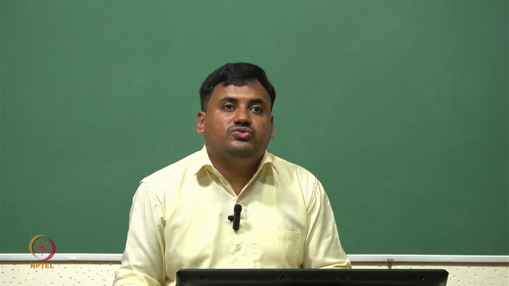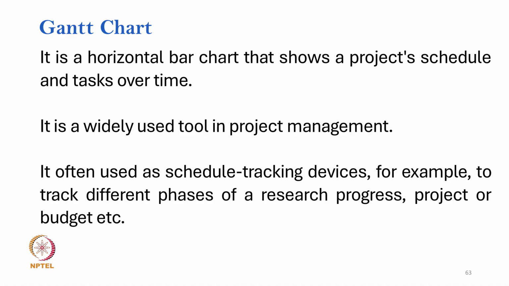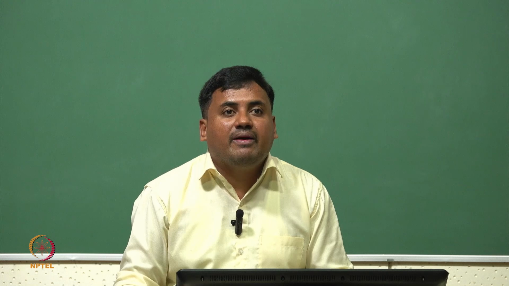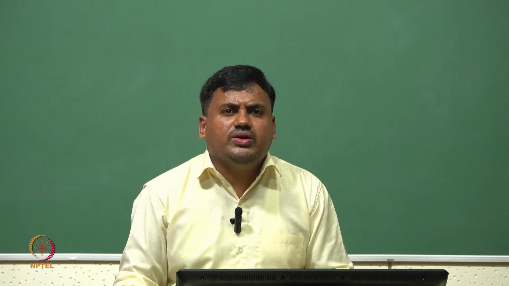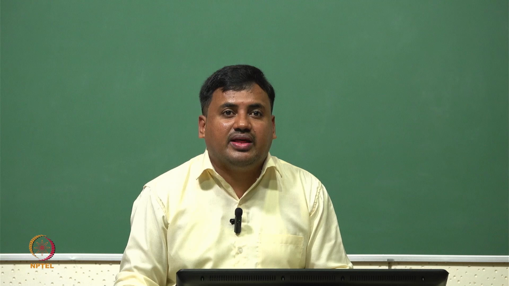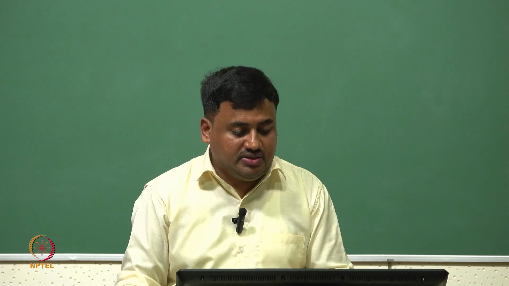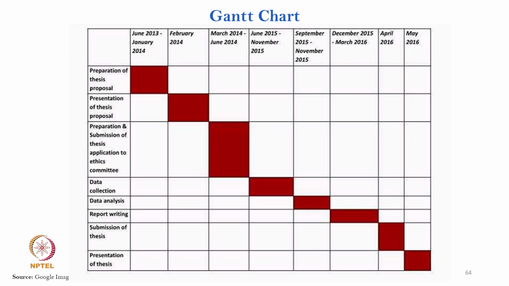Another important chart that we as researchers commonly use is the Gantt chart. The Gantt chart is a horizontal bar chart that shows a project schedule of tasks over time, and as researchers we can also use this Gantt chart to schedule the research process. It is a widely used tool in project management, and Gantt charts are often used for schedule tracking, for example, tracking the different phases of research progress, projects, and budgets.